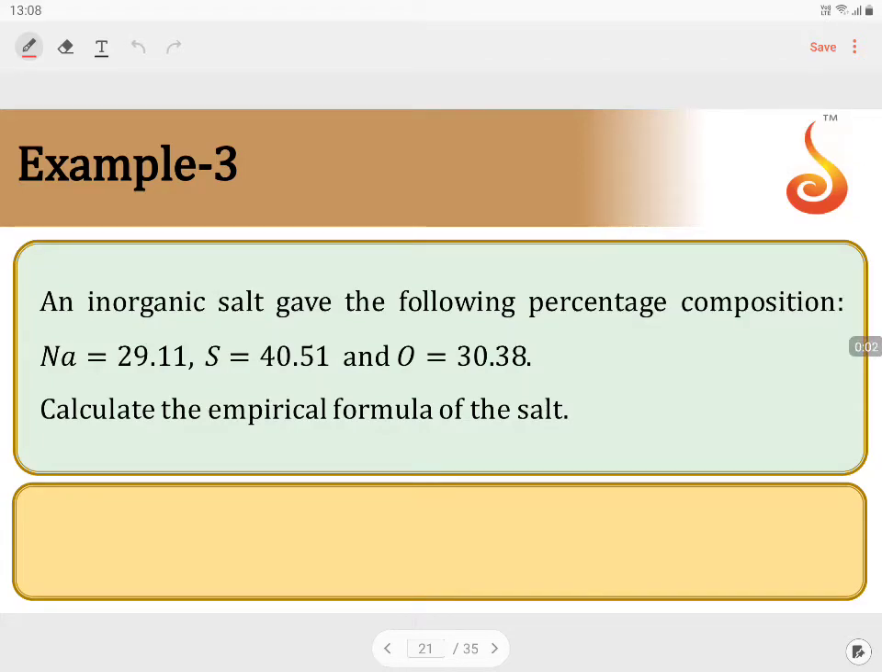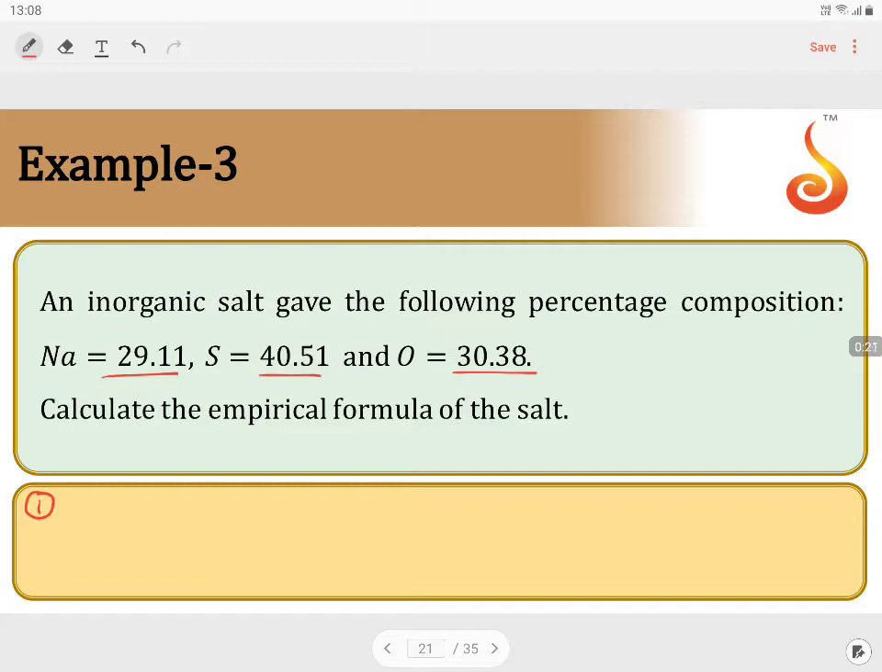Example number 3, an inorganic salt gave the following percentage composition: sodium 29.11%, sulfur 40.51%, oxygen 30.38%. Calculate the empirical formula of the salt. So what are the steps to be taken?